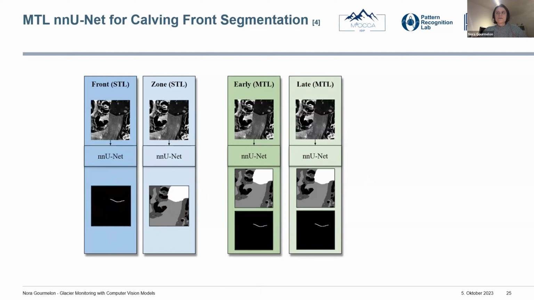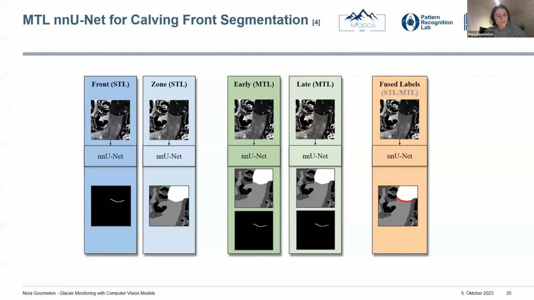And as we had to implement some stuff, we had to touch the code, which we actually did not like that much in our experiments. So we thought there must also be a way to do multitask learning without changing the architecture here. And yeah, we came up with a fused label approach where we just dilate the calving front label and just copy paste it into the zone label. So we lose some of the ocean pixels and some of the glacier pixels, and instead have a calving front class, so a fifth class.